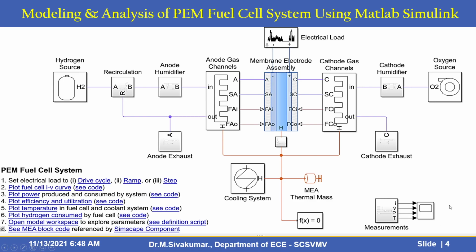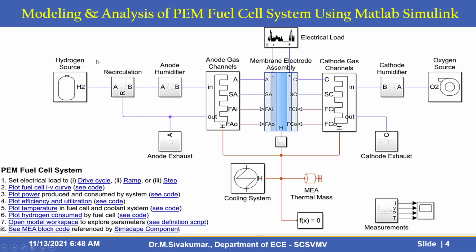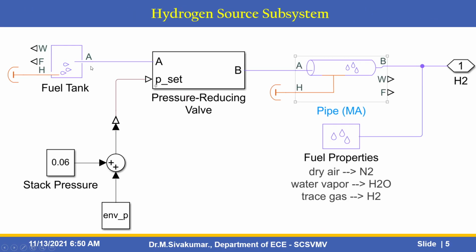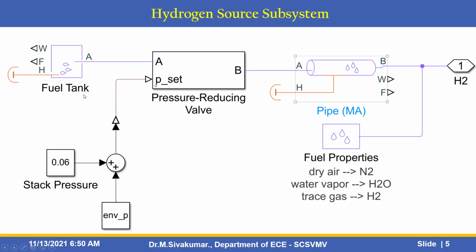The interactive Simscape Results Explorer is also there in Matlab Simulink. You can also analyze the output of each and every node. Okay, this is the hydrogen source subsystem. We start from this hydrogen source subsystem. What is the hydrogen source? It is a subsystem, and in this subsystem there is a Simulink model.